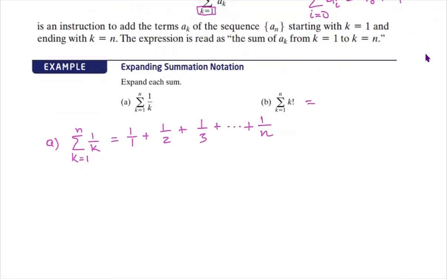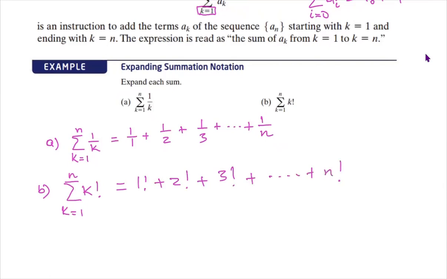And for this one, for B, we're going to expand the sum over k equals 1 to n of k factorial. So that will be 1 factorial plus 2 factorial plus 3 factorial plus so on and n factorial. It stops at n.